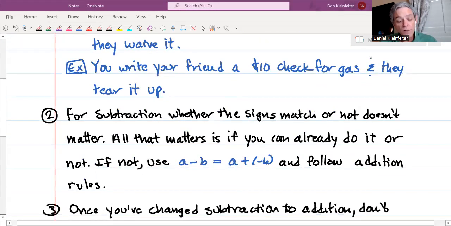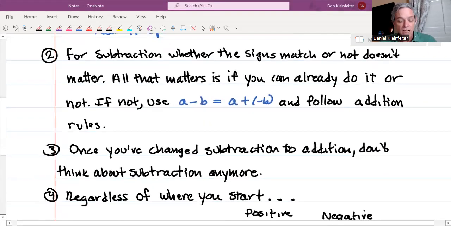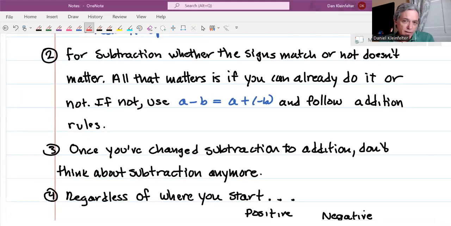Okay. For subtraction, you don't need to think about, okay, are the signs the same? Are the signs different? Is the one in the front positive? Is the one in the back negative? None of that. The overall rule for subtraction is if you already know how to do it, just do it. And if you don't, then change it into an addition and then worry about how to do addition, follow addition rules. As what I'd mentioned before about if you just know how to do it, then do it. The reason for that is you don't really want to do this, changing it into an addition, if it is something you already know how to do.